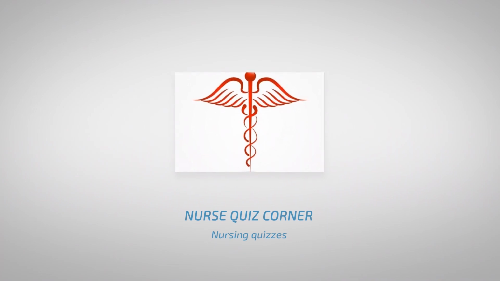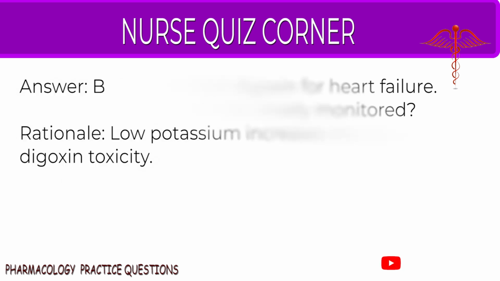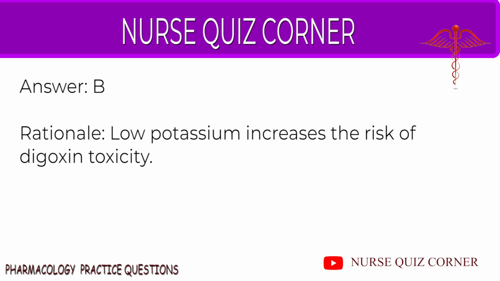Let's get started. 1. A patient is prescribed digoxin for heart failure. Which lab value should be closely monitored? A. Sodium, B. Potassium, C. Calcium, D. Magnesium. Answer: B. Rationale: low potassium increases the risk of digoxin toxicity.